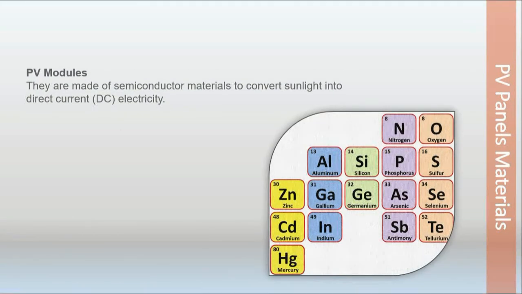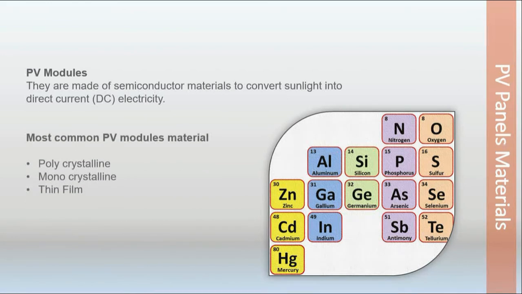So PV modules are made from semiconductor material, which has the ability to convert sunlight into electricity. And the most common PV module materials are polycrystalline, monocrystalline, and thin film.